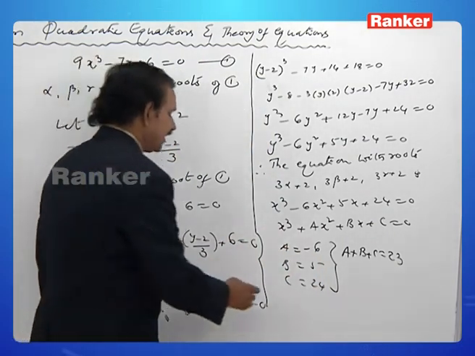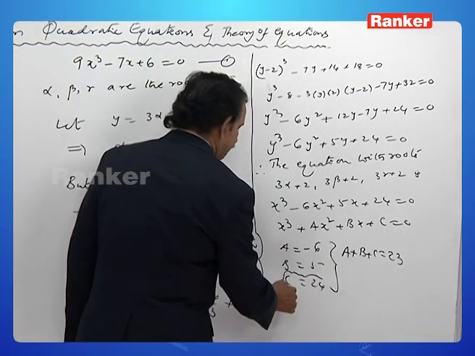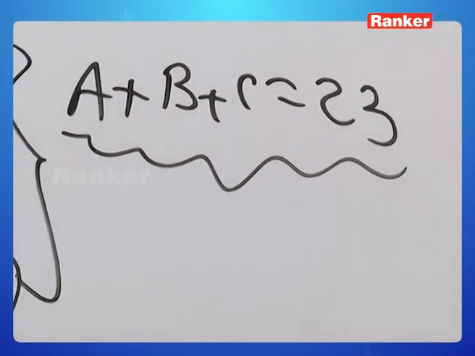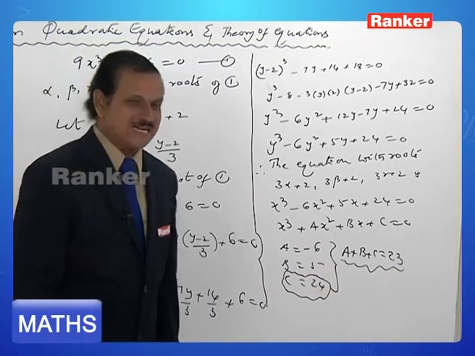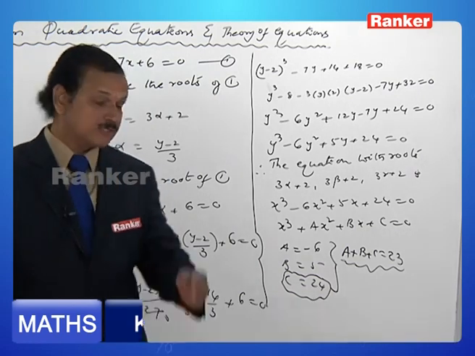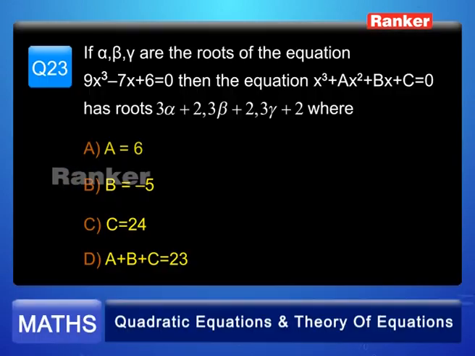So what are the correct items in the available options? C is equal to 24 is correct and a plus b plus c is equal to 23 is correct. The two correct things we have observed among the options are option C and option D. What are the right options? Option C and option D.